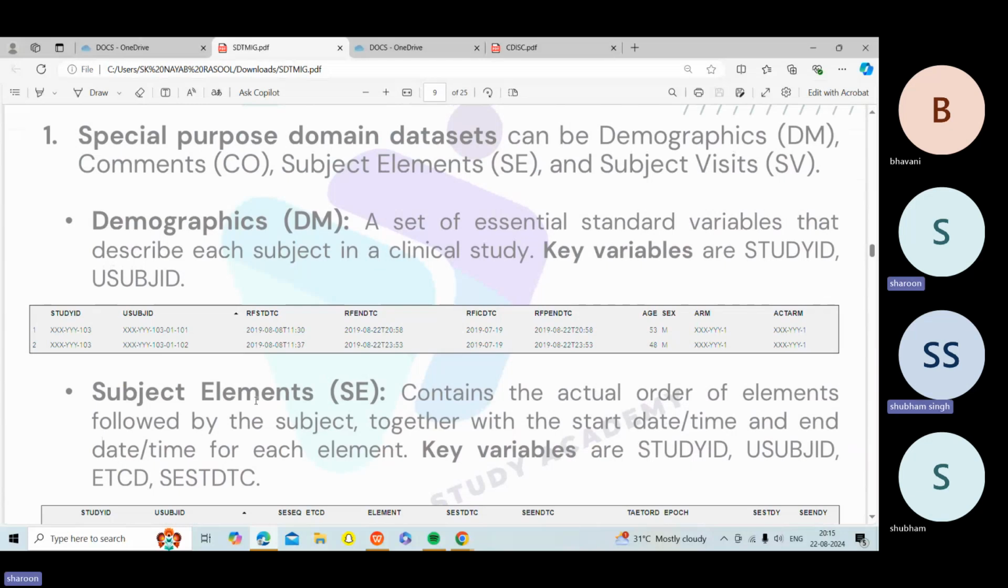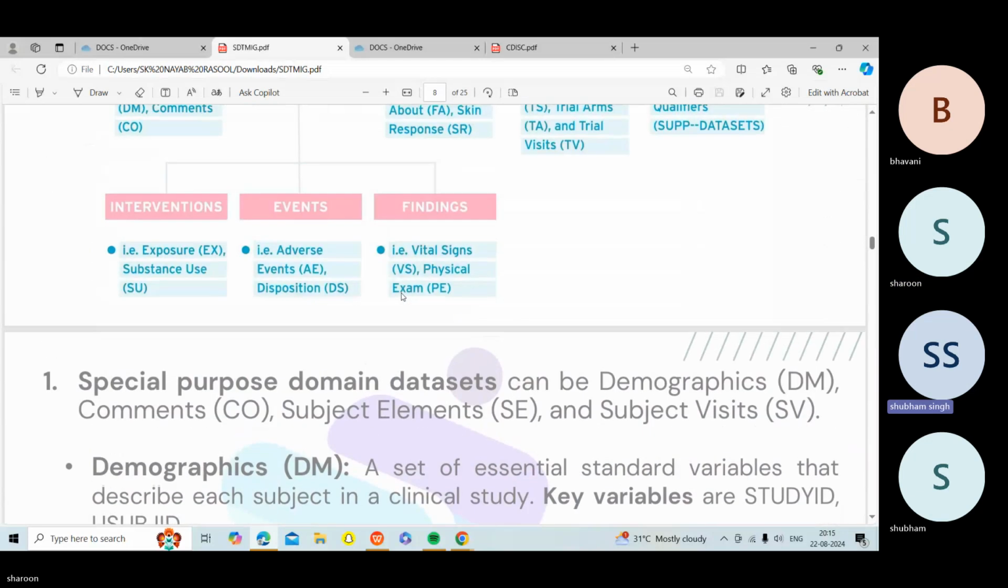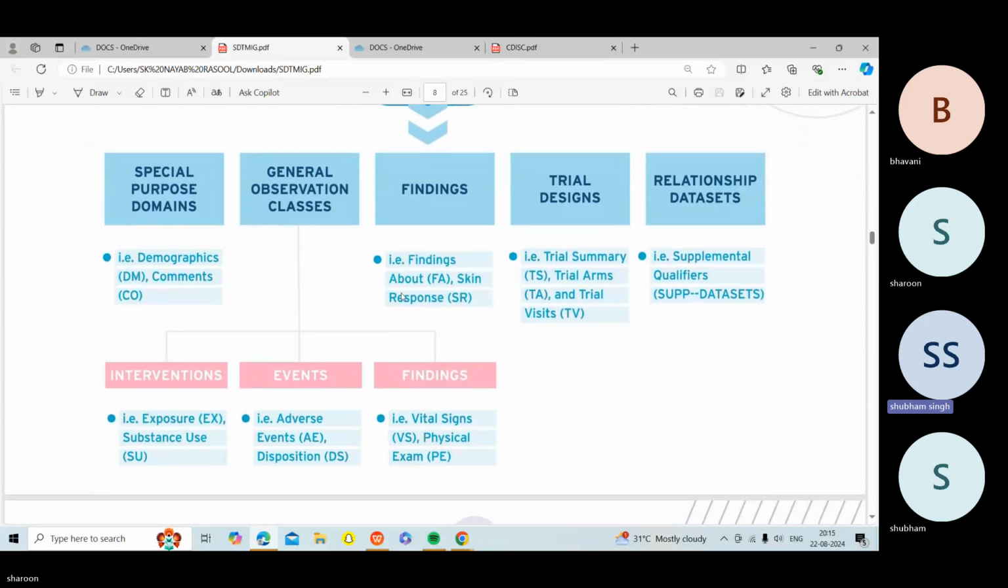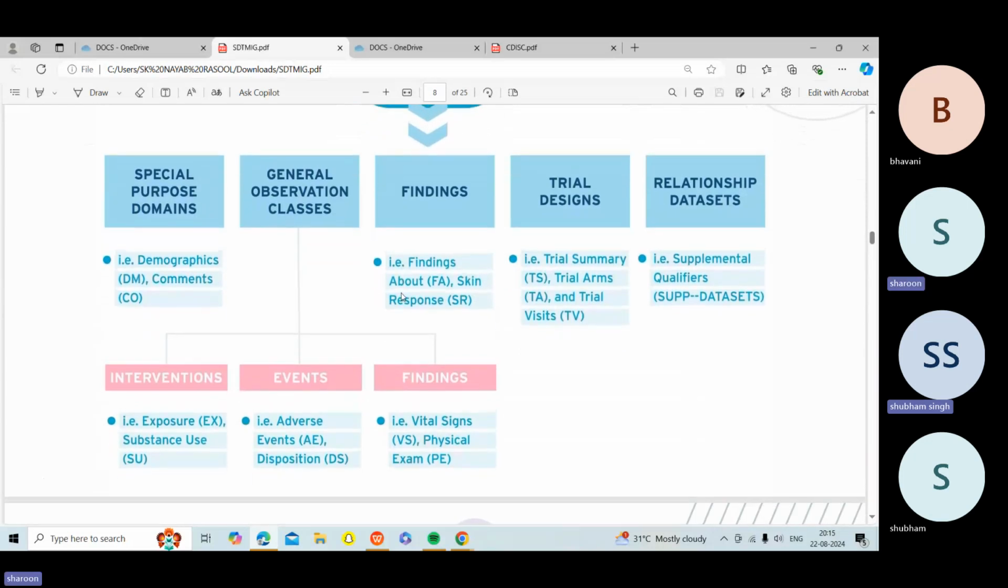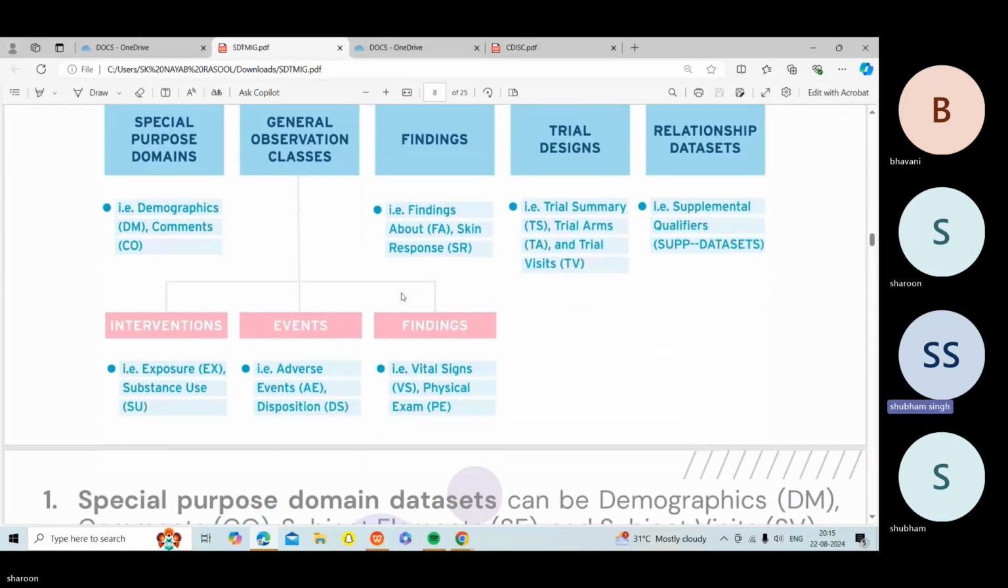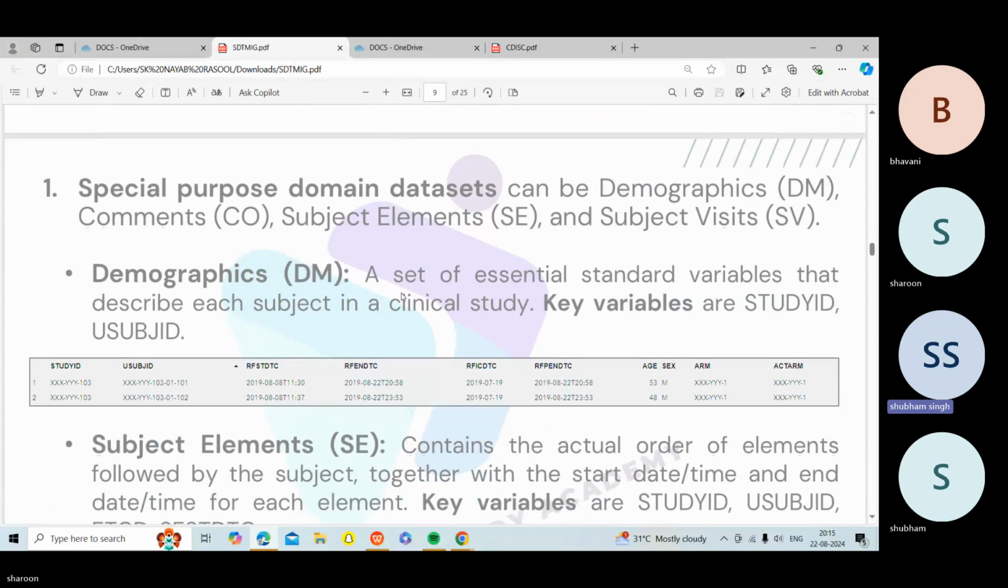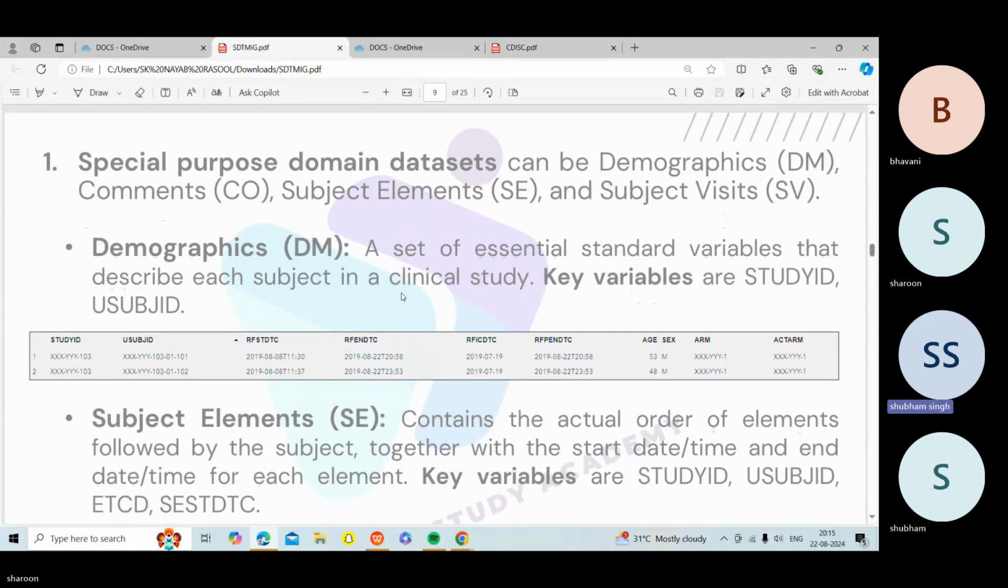Now, who has decided that this data will go to this dataset, and this data will go to that dataset? For that only we have these standards. They have already mentioned which dataset the study data or the patient data will go to. Like the same patient's name, sex, age, height, weight data can go to demographics. And their visit data can go to a different dataset named subject visits.